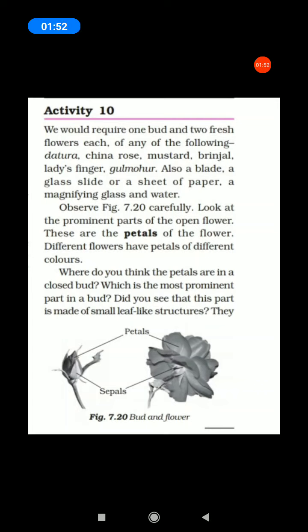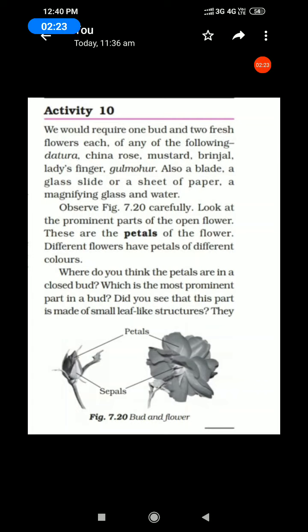Observe the picture 7.20. All of you see the picture in your book, the bud and flower. Which one is bud? Which one is flower? Look at the prominent parts of the open flower. These are the petals of the flower. Different flowers have petals of different colors.